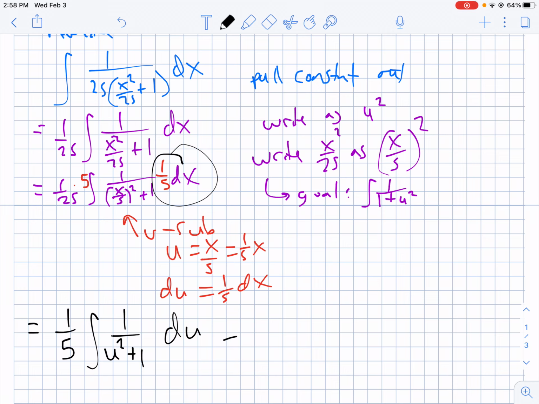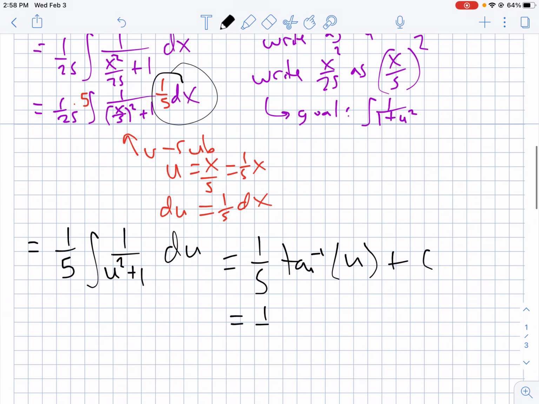Okay, and then we're chilling. So this is just 1/5 times inverse tangent of u plus c. And then we'll just replace that. So that's 1/5 times inverse tangent of x over 5 plus c.